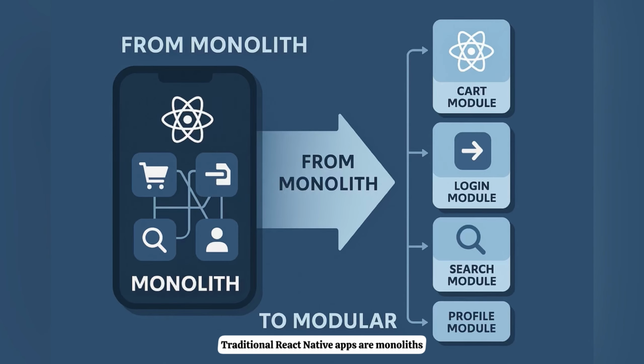Traditional React Native apps are monoliths. All your features, screens, and logic get bundled into one binary. That's fine for small apps, but when you're working in a large organization or across multiple teams, you need better separation of concerns. That's where the idea of microfrontends for mobile starts gaining traction. Separate, isolated modules that can be developed, tested, and even updated independently.